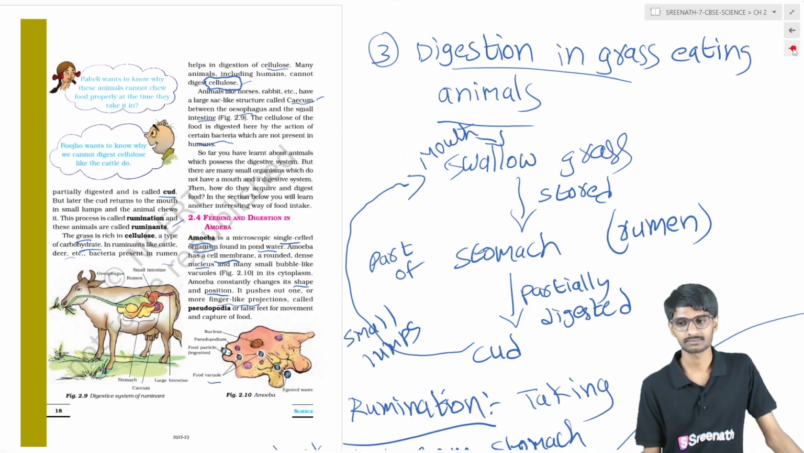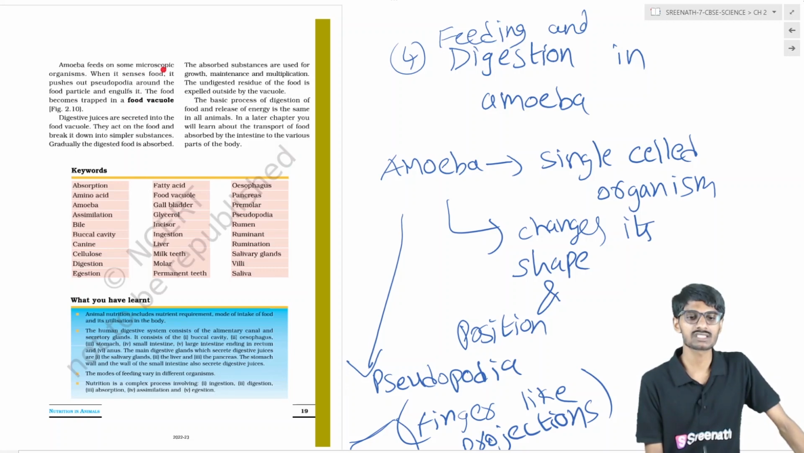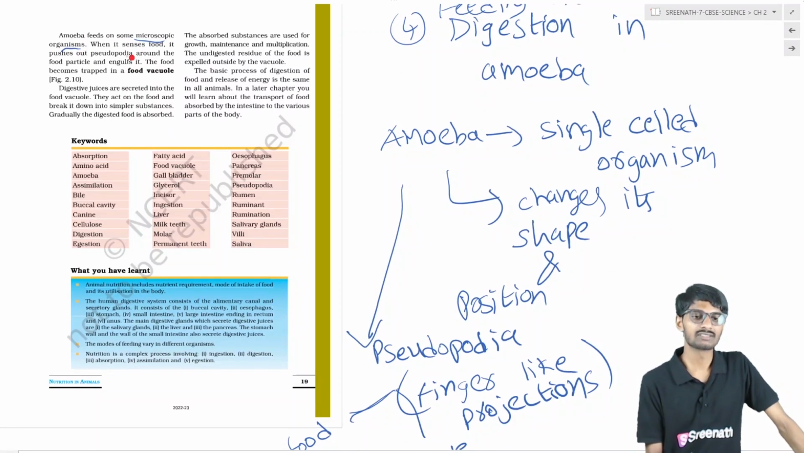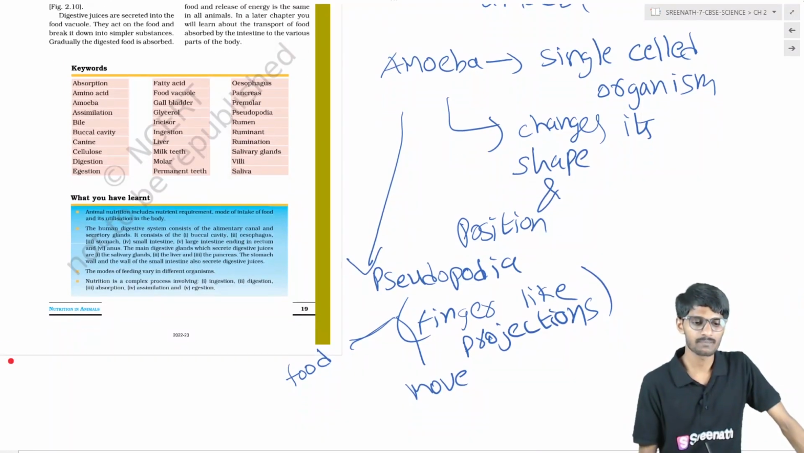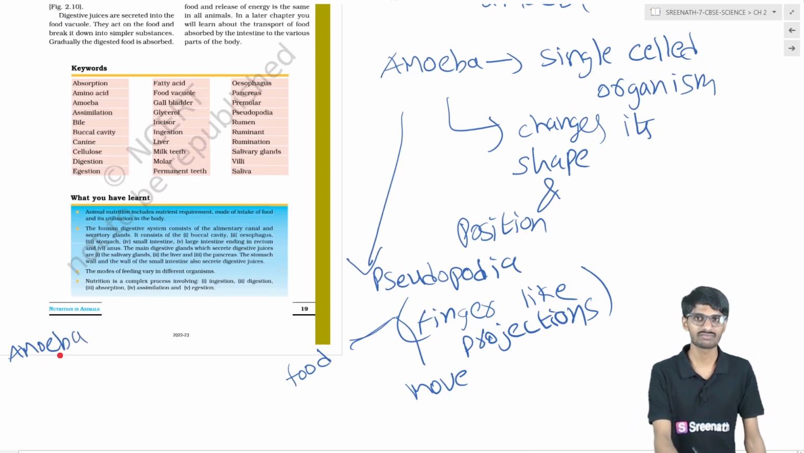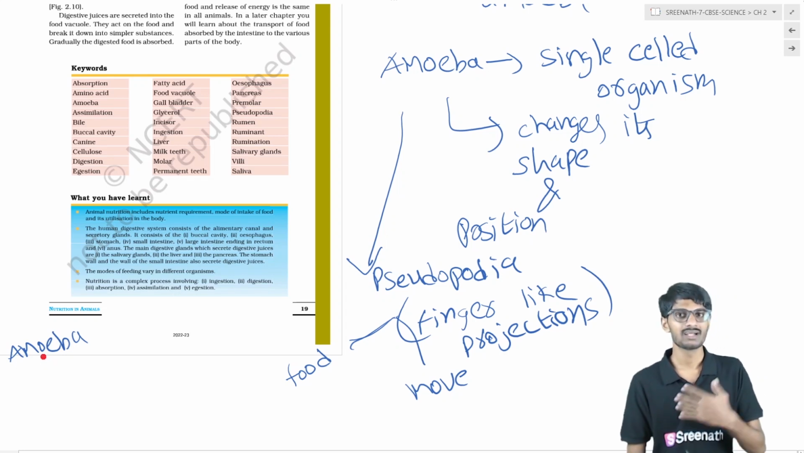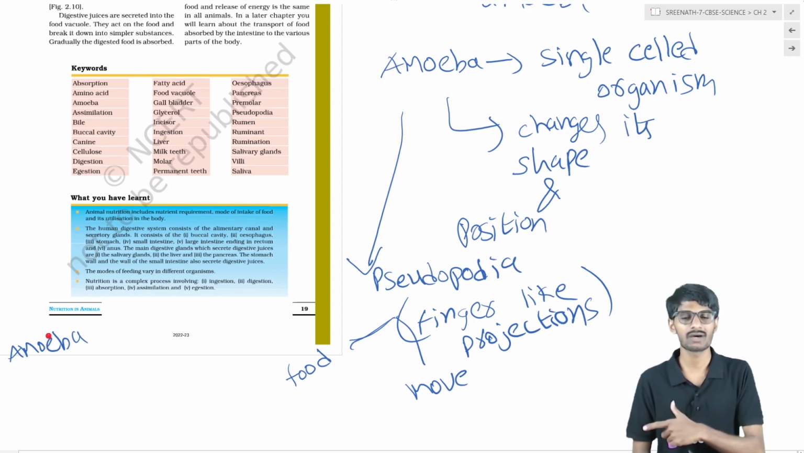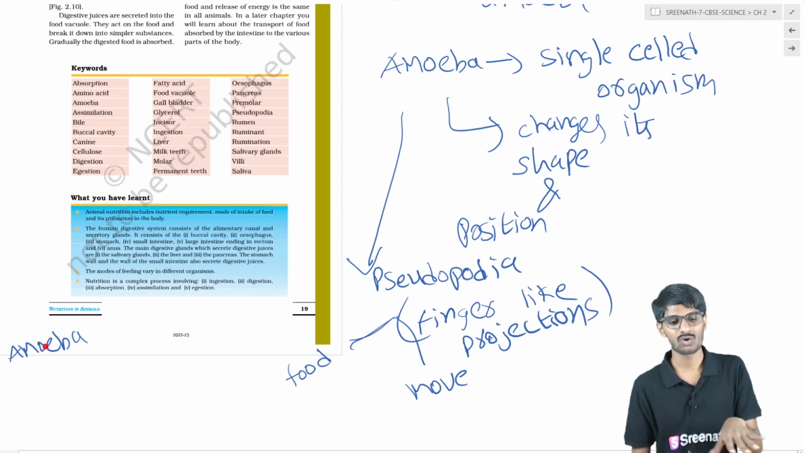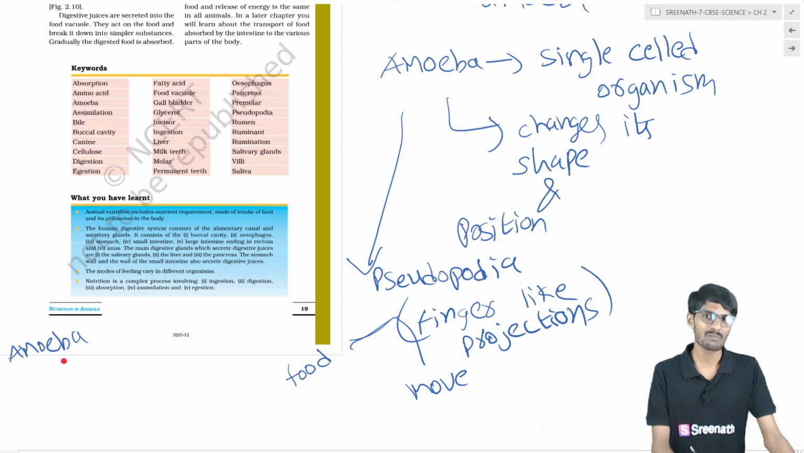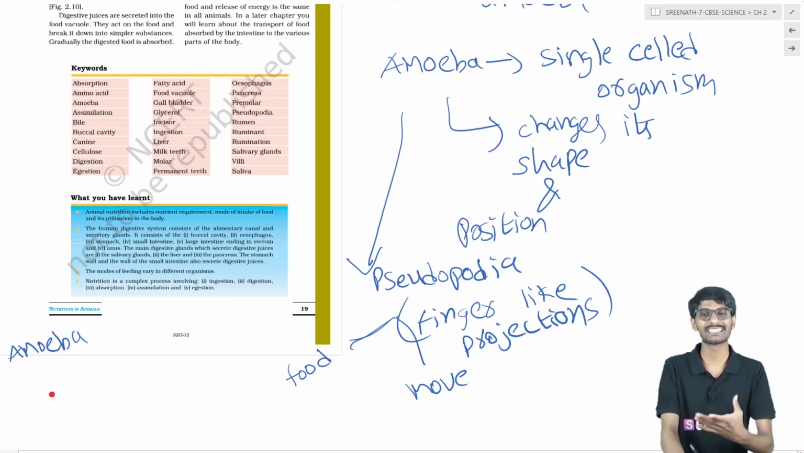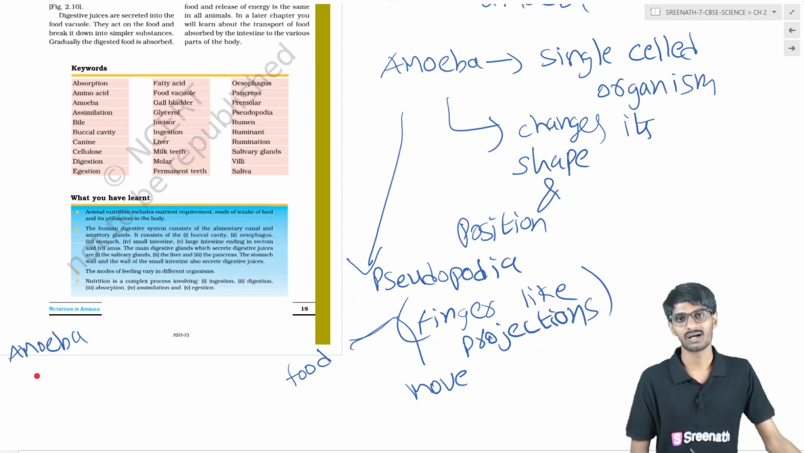Okay, students. Amoeba feeds on some microscopic organisms. What does amoeba take as food? If anybody asks you, or in the exams if they ask you what is the food of amoeba, then don't say sambar idli or chapati. No, it does not eat those, and it does not digest those.